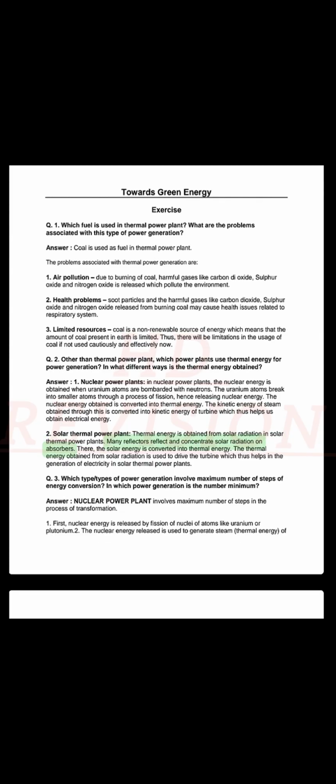electrical energy. 2. Solar thermal power plant. Thermal energy is obtained from solar radiation in solar thermal power plants. Many reflectors reflect and concentrate solar radiation on absorbers. There, the solar energy is converted into thermal energy. The thermal energy obtained from solar radiation is used to drive the turbine, which thus helps in the generation of electricity in solar thermal power plants.